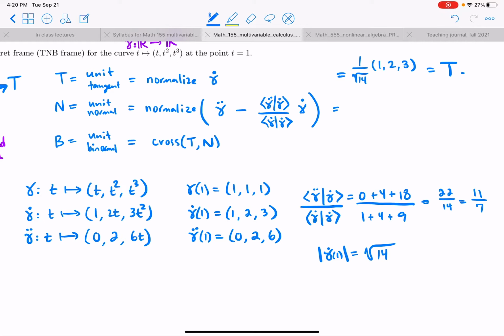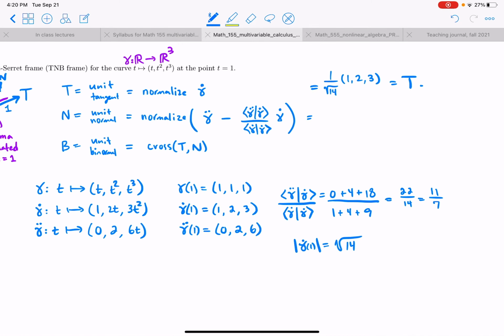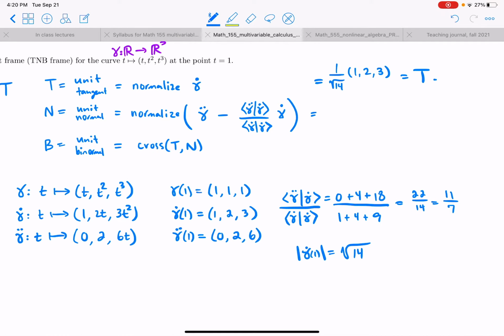Okay, so now for N, what do I have to do? I need to normalize. So I don't want to forget to do that, so I'll write the word normalize. And now what's gamma double dot minus this stuff? Gamma double dot is 0, 2, 6, minus, well, what's this stuff? It's 11 sevenths. I have to remove 11 sevenths of the velocity vector, which I know is 1, 2, 3.